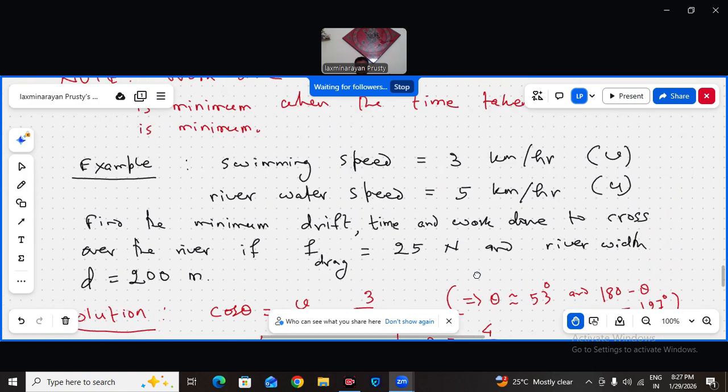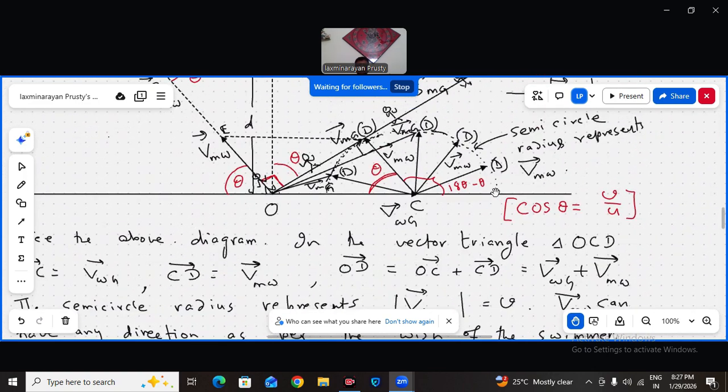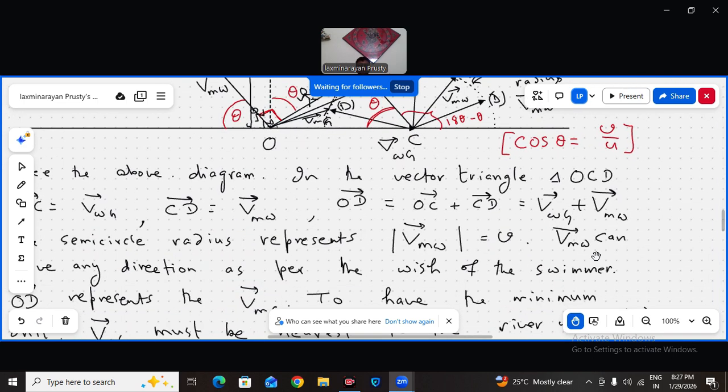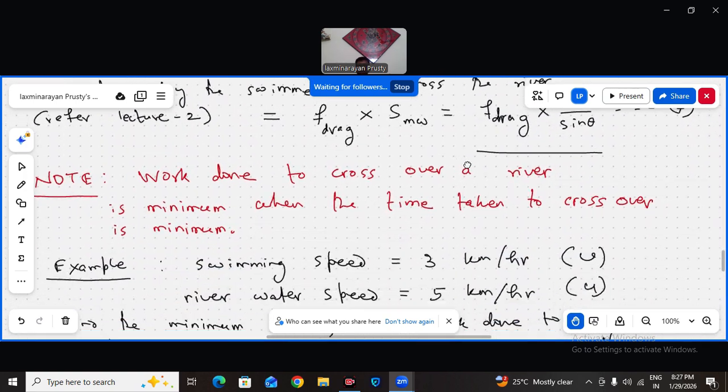So cos theta is V by U, as you all know. Yes, cos theta: this is V, the swimming velocity with respect to water, and this is U, the water velocity, VWG. This is 90, this is tangent, this is 90. So in this triangle you can see cos theta is VMW by VWG magnitude, so that is V by U. So cos theta is V by U.